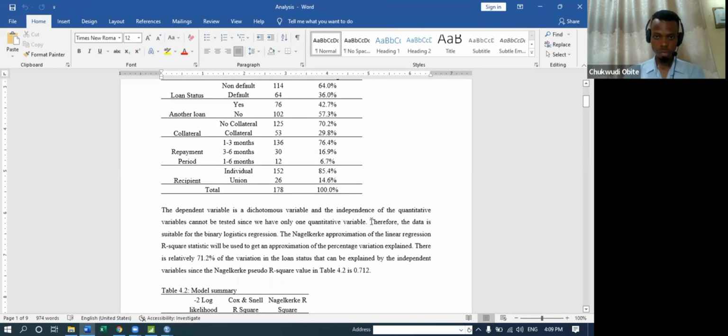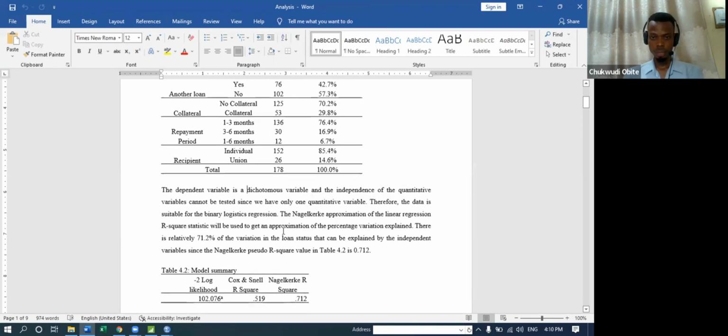So look at it. Therefore, the data is suitable for binary logistic regression. Okay, I think in this work, I made a mistake. I didn't tell them why I'm using binary logistic. I should have stated that the reason is because the dependent variable is categorical data with two levels, or a dichotomous categorical variable. That is why I'm using binary logistic. I didn't state it here, which is not proper, so correct that.